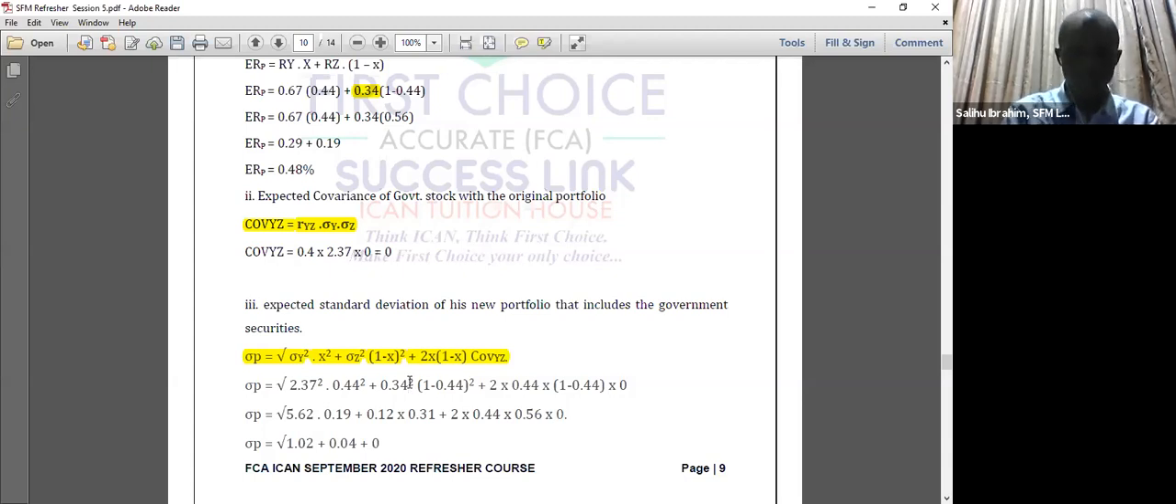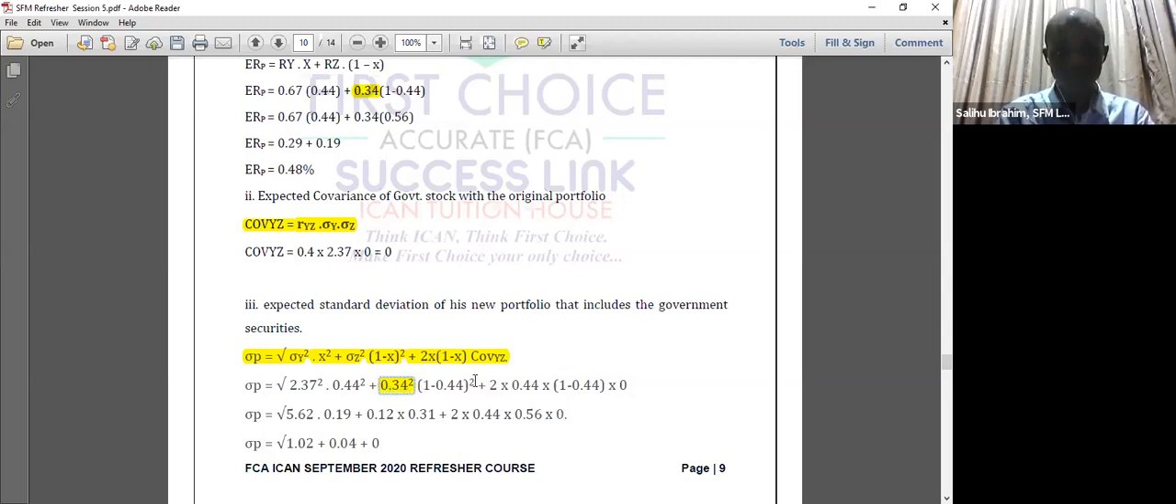Sorry, that solution is wrong, please. Let me tell you what to do. It's not supposed to be 0.34. Here is supposed to be 0. The reason being that for the government security, there cannot be standard deviation. So when you have that 0.34, what should actually be there is 0. And if 0 is here, this times this will be 0.